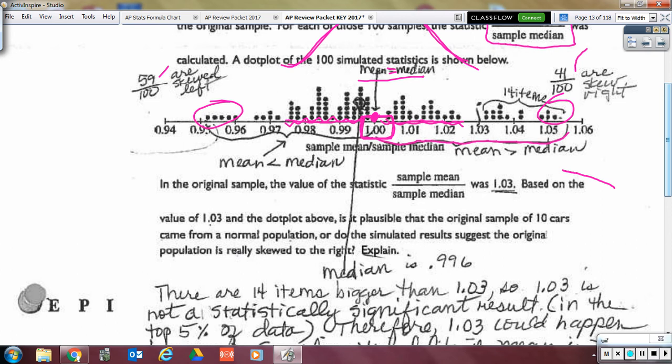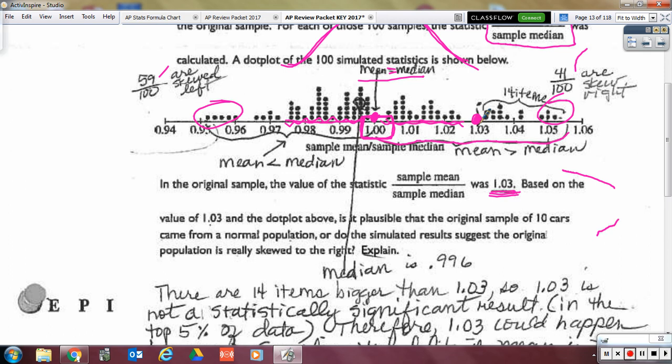The original sample of 10 on the previous page had a statistic of 1.03, right? That's bigger than 1. And the one on the previous page was skewed right. So here's the one on the previous page that was skewed right. Its statistic is 1.03.